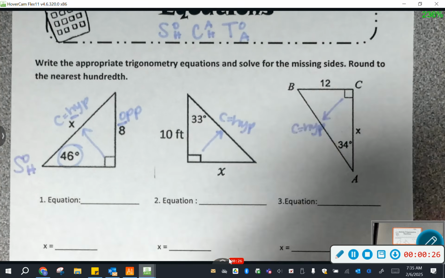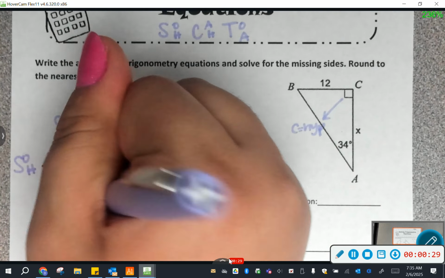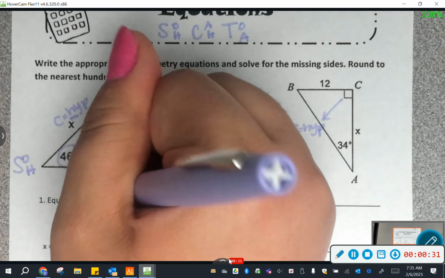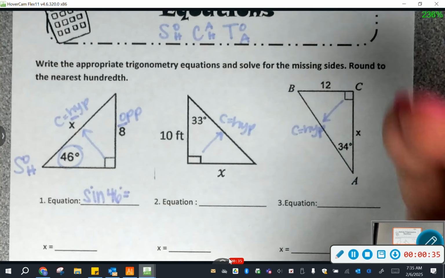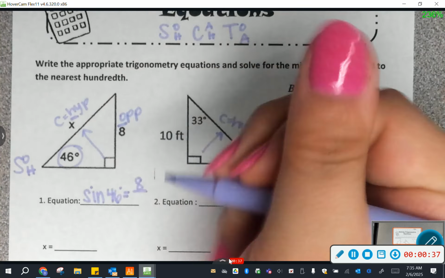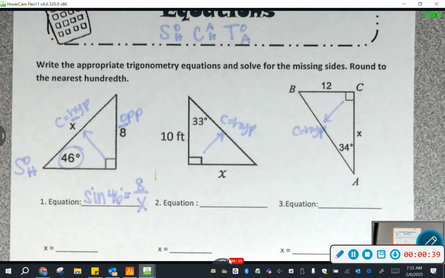So the way that we are going to write this is the sine of, what's my angle? 46. 46 degrees equals, what is my opposite? 8 over x. What's my hypotenuse? x. Good. What questions do I have about setting up your equation?